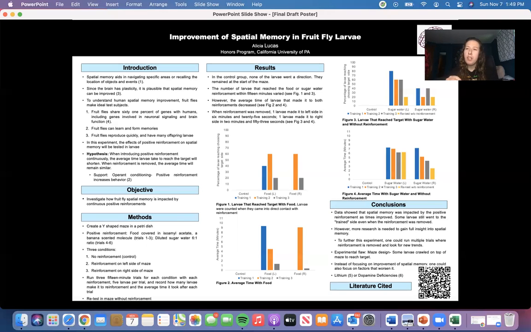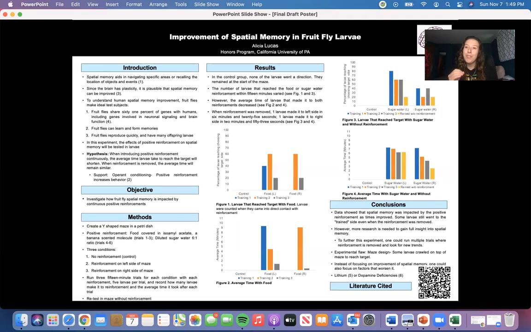Another thing to mention is an experimental flaw. Regarding the maze design, I filled the maze up with this isoamyl acetate. It's like a gel, right? And the problem is the gel shrinks. So what happened was some of the larvae would crawl on top of the maze instead of going through the pathways. For future experiments, I would want to fill that all the way up so there would be a less likely chance that they would crawl on top of the maze, making the experiment a little bit more reliable.